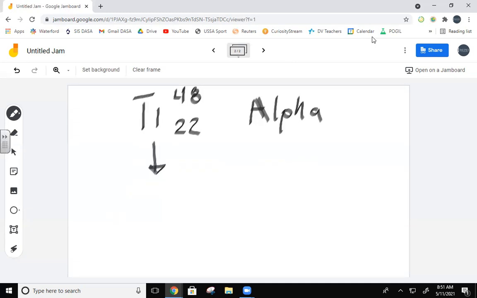Meaning, yes, it becomes calcium, which has an atomic number of 20, and its mass will become what? If it's 48, what will the mass become? 44. Do you see why it went from 48 to 44?